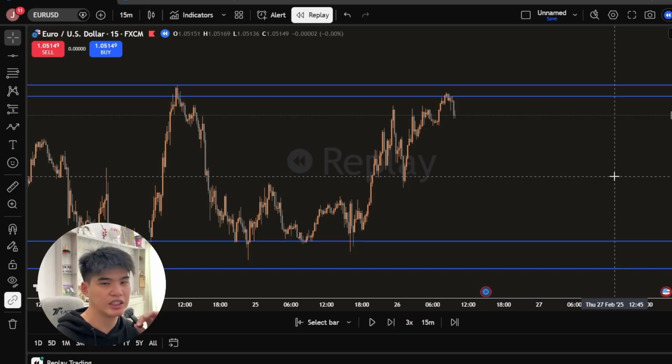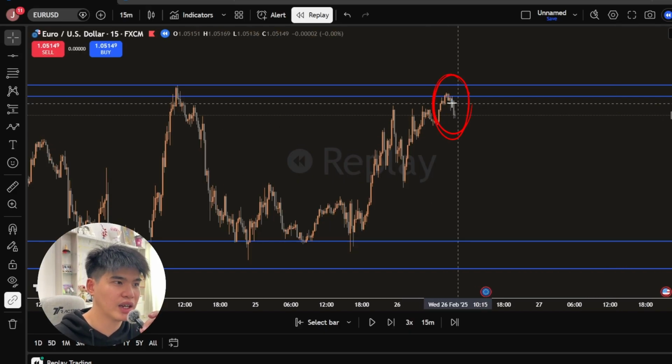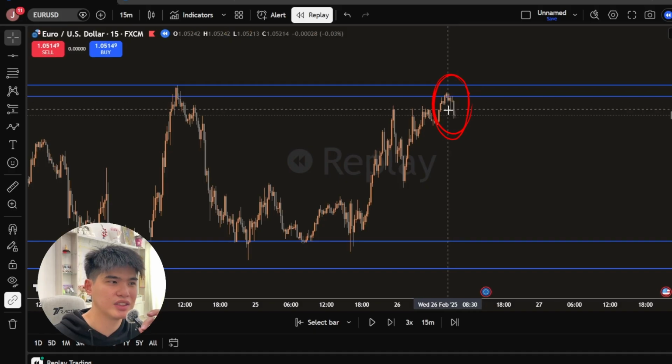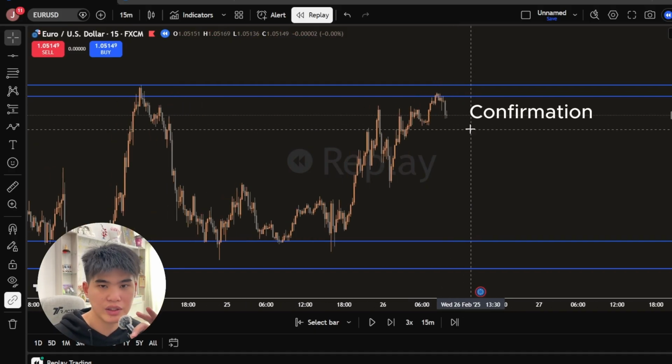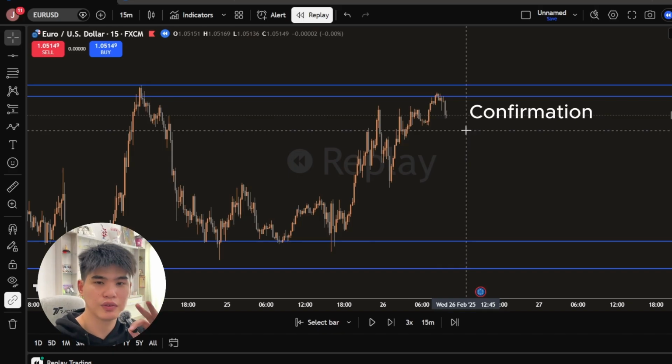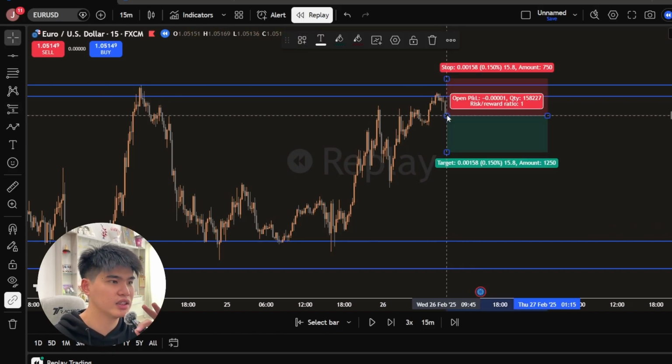Okay, I see the second point of contact, and what I see here is there's a bearish engulfing candle after it touches my resistance zone. Right. So that gives me a solid confirmation that the zone itself is valid and it's strong. So what I can do immediately here is I enter a sell trade.